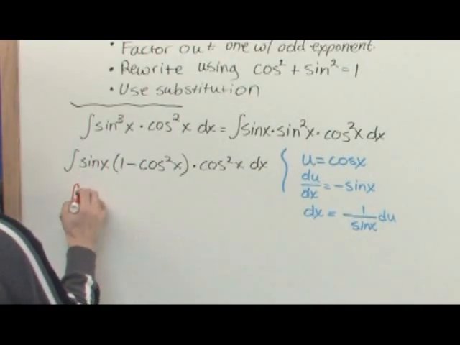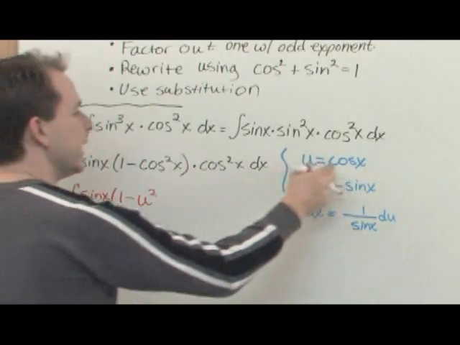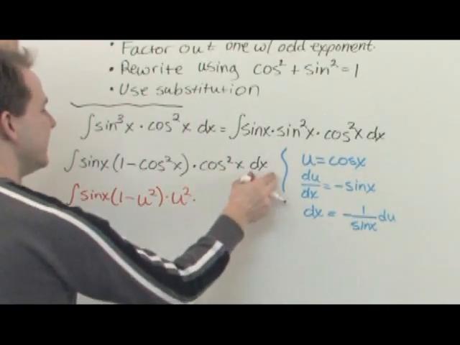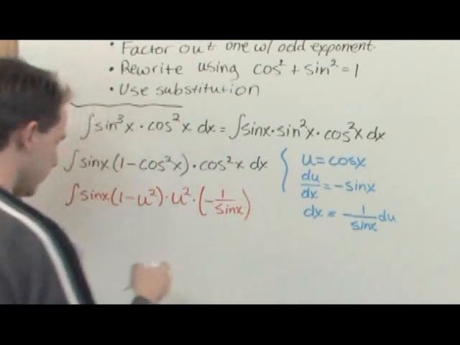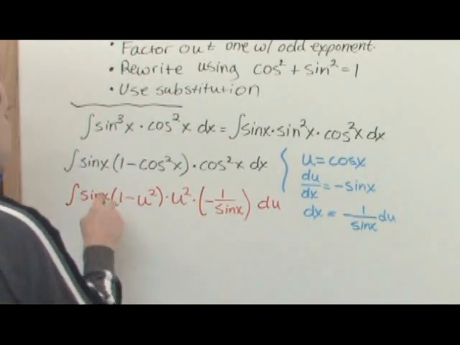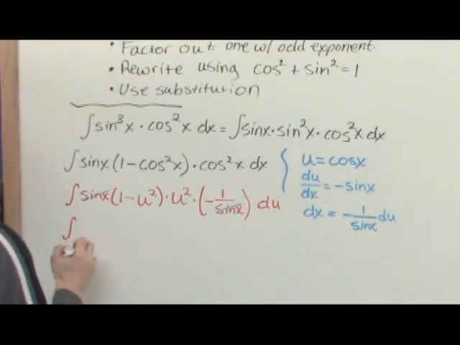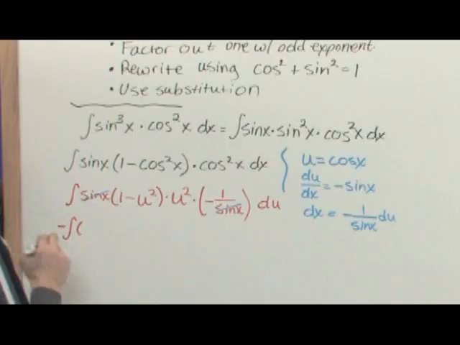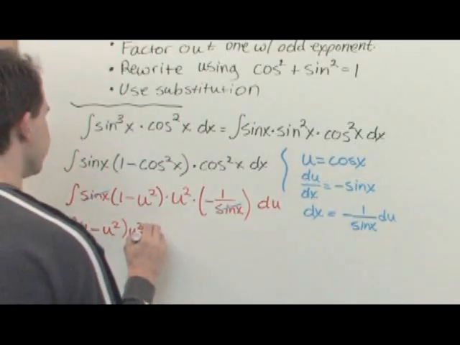Integral of sine x times 1 minus u squared, because now I'm just plugging in what I've defined to be u, times u squared here, times dx, which I've defined here, which is negative 1 over sine of x. Now look, this is what we've done here, and by the way, this is now du. So we need to get an integral all in terms of du, but fortunately sine of x cancels, and now we have the integral of, we'll pull the negative out, the integral of 1 minus u squared times u squared du.